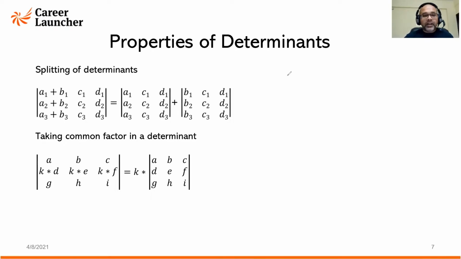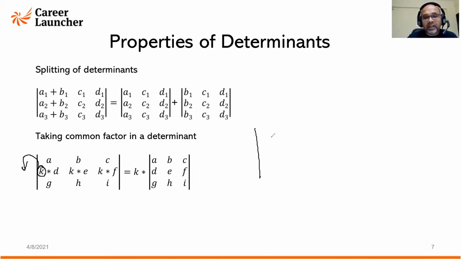But in a determinant, it is slightly different. In a determinant, if you have a constant which is getting multiplied for all the elements in a row or a column, you can take this k outside.